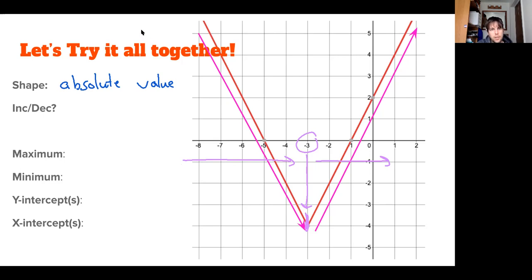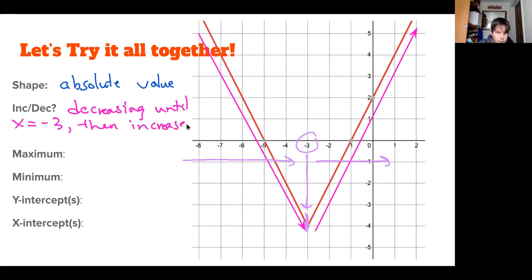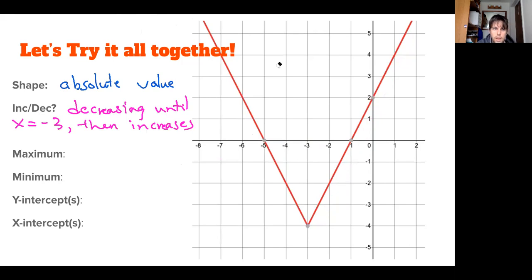Now, let's actually write that out. So it is decreasing until x equals -3, then increases. Here we go. And let's delete all that stuff that we have there. I think we'll erase it. Okay.